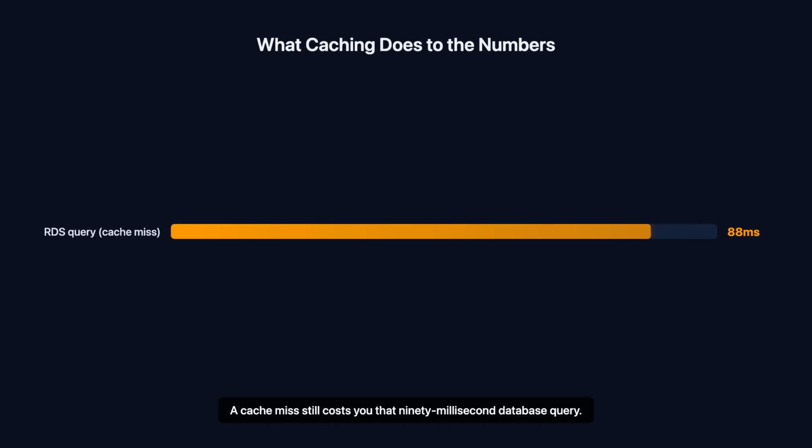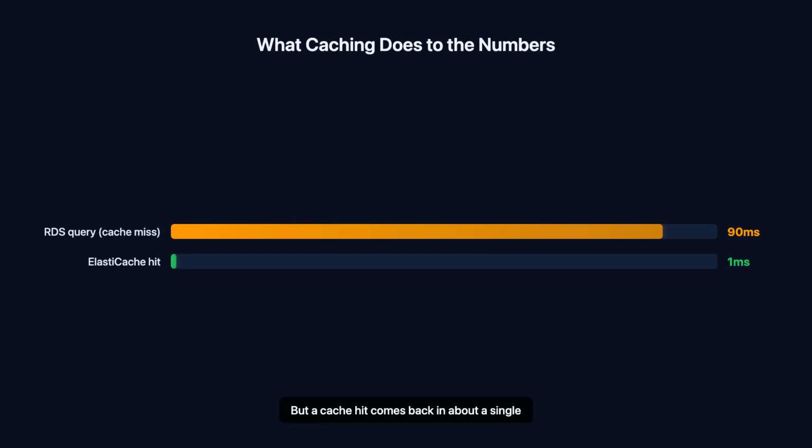A cache miss still costs you that 90 millisecond database query, but a cache hit comes back in about a single millisecond, roughly 2 orders of magnitude faster. Because the vast majority of requests are hits, the database sheds a significant share of its load. MegaCorp's tail latency collapses towards single-digit milliseconds for anything served from cache.